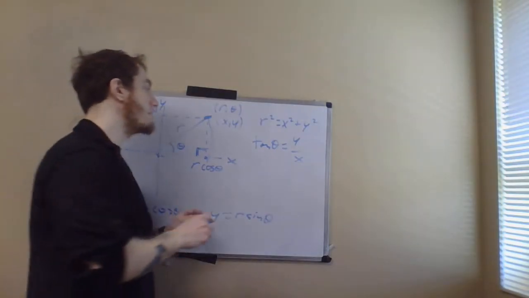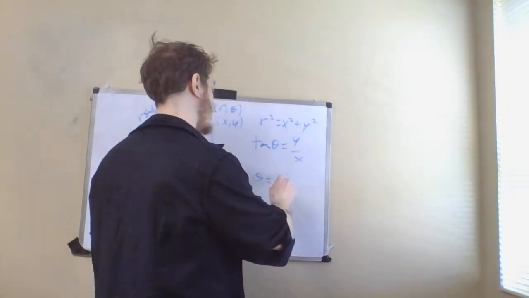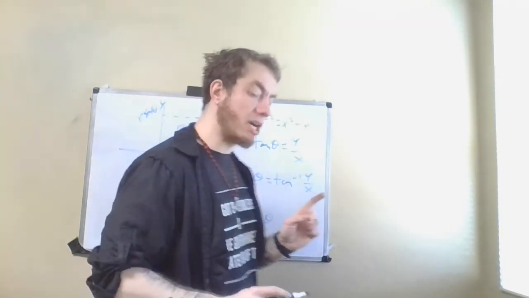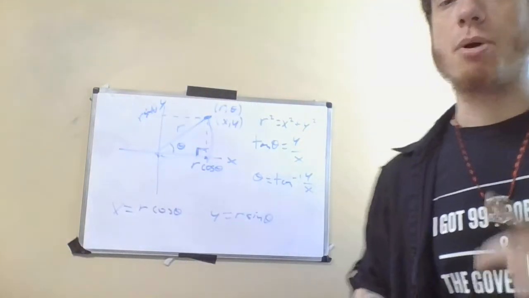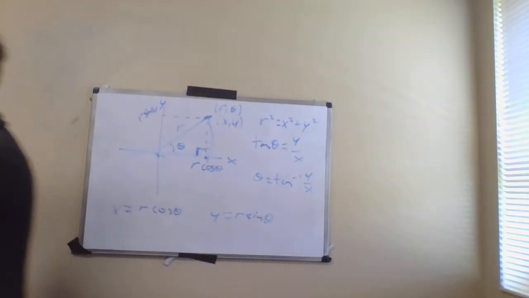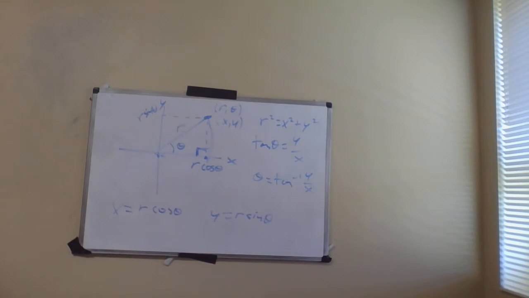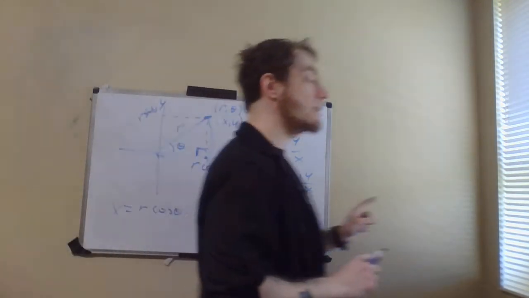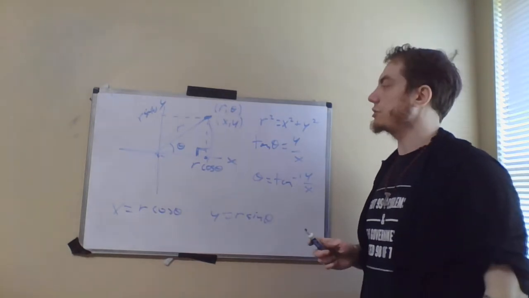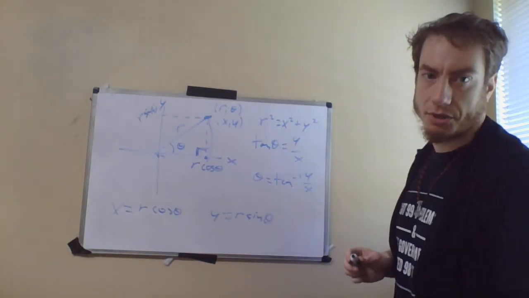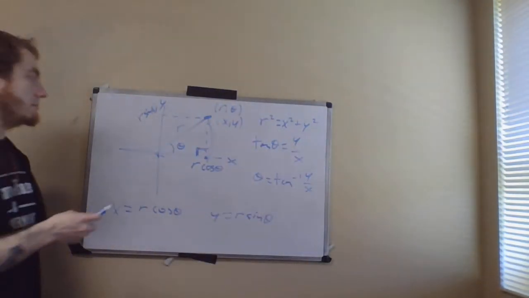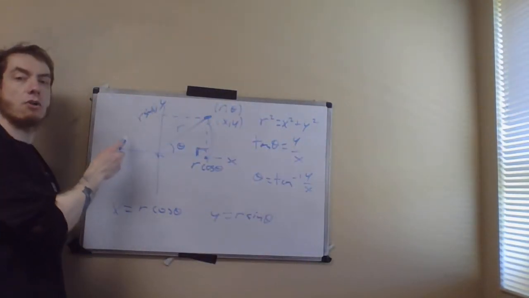Now, you would like to be able to say that theta is equal to tangent inverse of y over x, but this is only partly true, or it's only true sometimes. The reason that it's only true sometimes is because remember that the range of arctangent, or tangent inverse, is actually just minus pi over 2 to positive pi over 2. So you actually have to be really careful because maybe you're dealing with an angle over here instead.